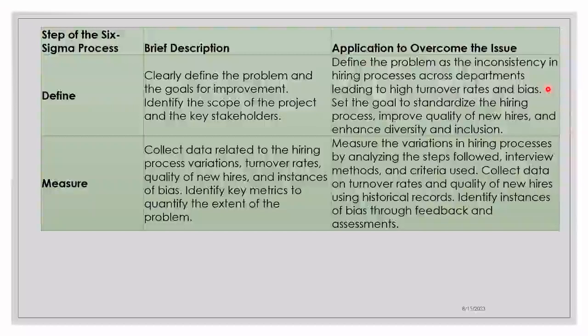That is measure. Define is the first step. Second one is measure. What is the brief description of the measure? Collect data related to the hiring process variations. You are required to recognize the variations of the hiring process. For that, you are required to collect the data: turnover rates, quality of the new hires, and instances of bias. Identify key metrics to quantify the extent of the problem. We are going to get what we call quantitative data to quantify the problem. That is measure.